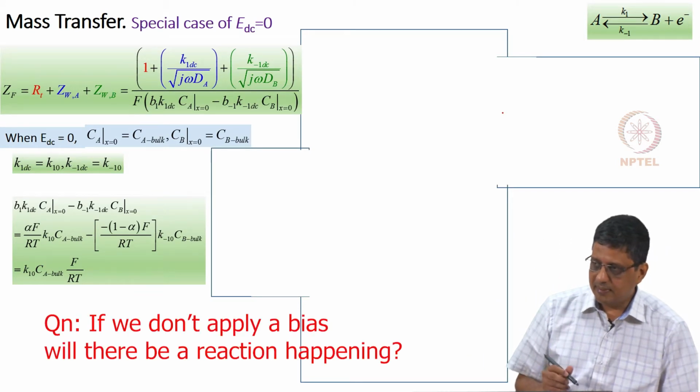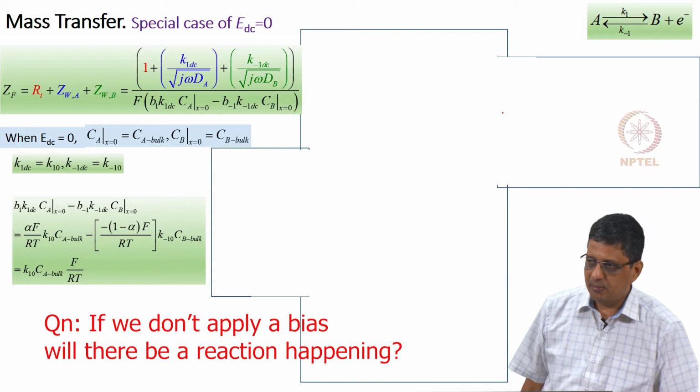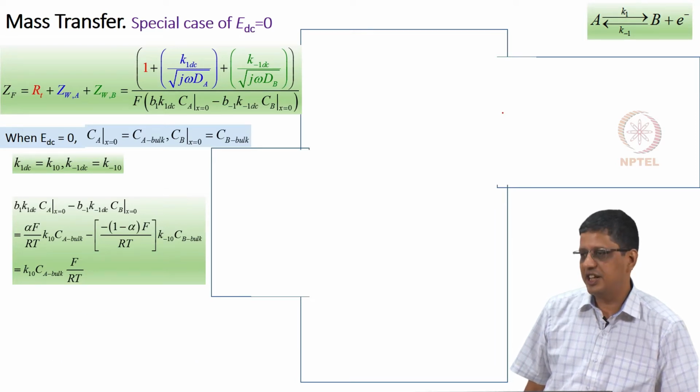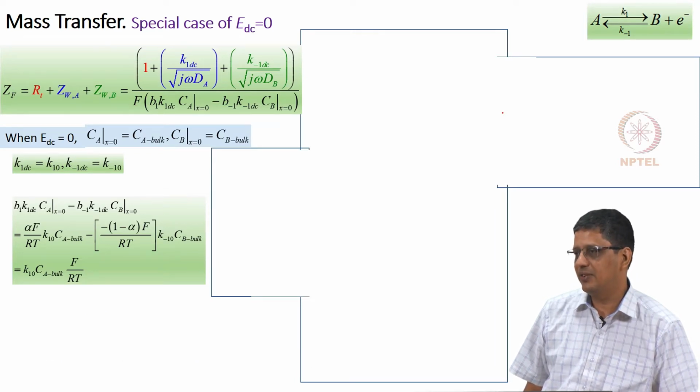And when we do not apply a bias, there will be reaction happening. Net reaction is 0, net reaction rate is 0.